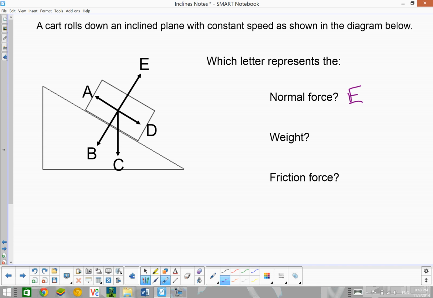Weight is always the force that's straight down. Weight is always straight down. Well, the only force that's straight down here is choice C. So vector C is corresponding to weight. Then we want to know, well, which one's the friction force? Well, for that we need to understand the direction of the motion is down the incline. So if the object is moving down, the friction force needs to be the one that opposes that. So that's going to be choice A.